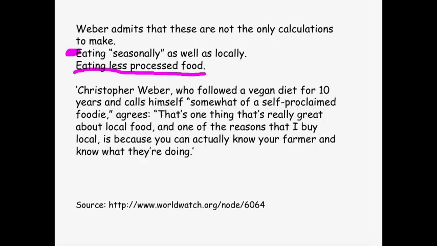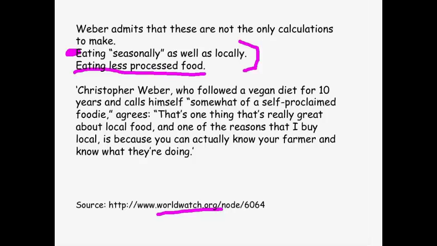So the senior author is in the midst of this still controversial and heated discussion about what is the way to lower your carbon footprint and how important are food miles, I learned from World Watch Institute. They published a paper saying that Weber followed a vegan diet for 10 years, and he calls himself somewhat of a proclaimed foodie. He says that one thing that's really great about local food, and the reason that I buy local, is because you can actually know your farmer and know what they're doing. So this is not an argument against buying local. That is, you should buy local for many environmental science reasons, including knowing and being able to observe how your food is prepared.